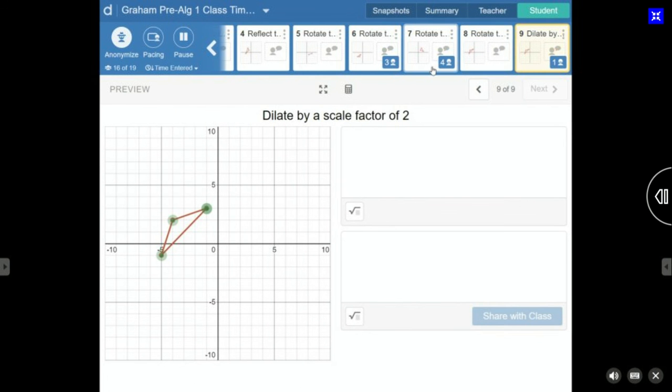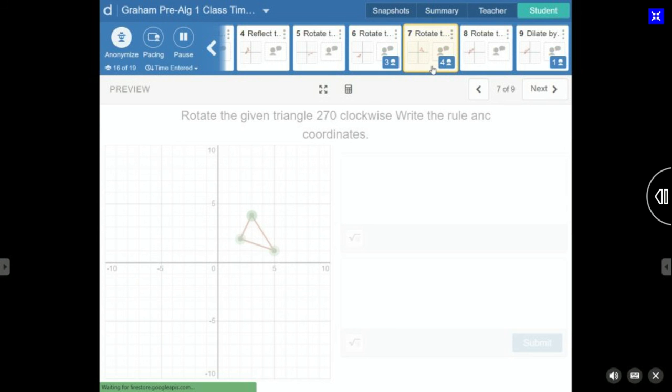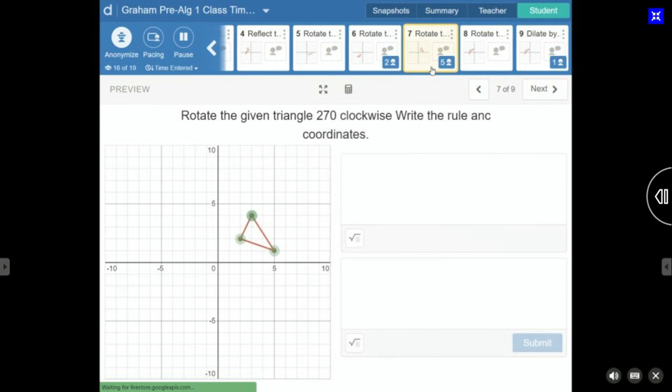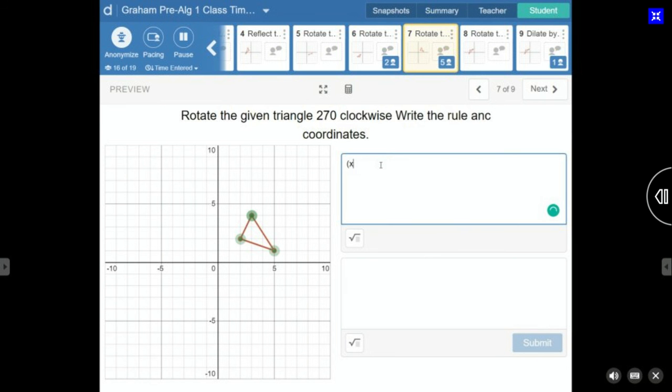We got 3 more. Did we do 7? All right, well tell me the rule for 270 clockwise. Because -270 is the same thing as a +90, right? You both end up going 3 this way and 1 this way. You're getting to the same point. So -y, x.